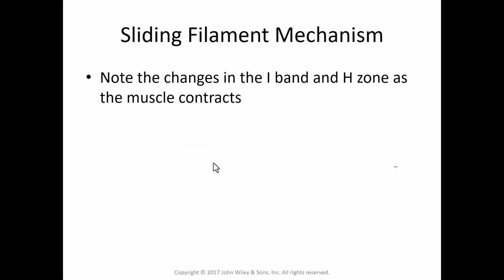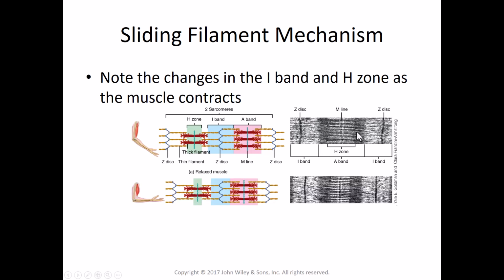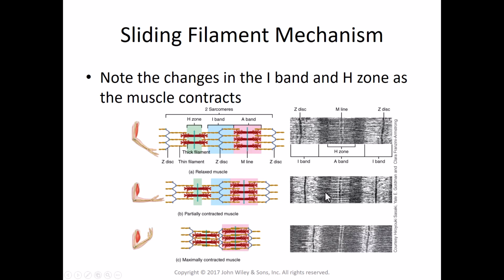And as a muscle contracts, notice that these bands on the sarcomere change. We can see these light and dark bands when we have a relaxed muscle in this first figure. Here we see a partially contracted muscle in the second figure. Notice that our bands of overlap, our dark bands, are getting longer. And then in a maximally contracted muscle, our bands of overlap, or the dark bands, are much larger.